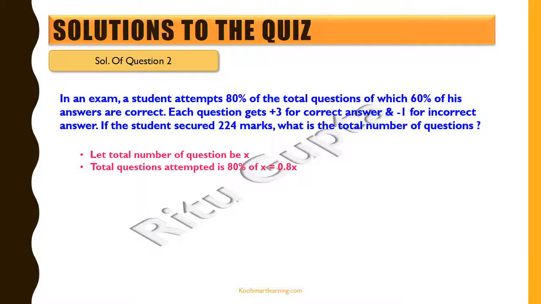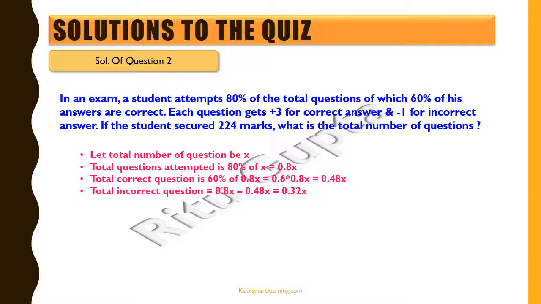Now total questions which are attempted is 80% of x, which is 0.8x. The total correct question is 60% of 0.8x, which makes it 0.6 into 0.8x, which is 0.48x. Now the total incorrect question would be the questions which have been attempted but have been attempted incorrectly. So that would be the total number of attempted questions minus the total number of correct questions, which is 0.8x minus 0.48x, which makes it 0.32x, are the incorrect questions.